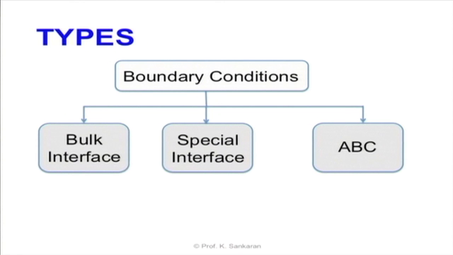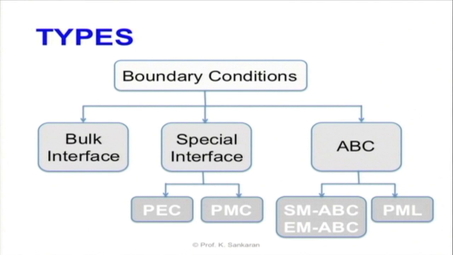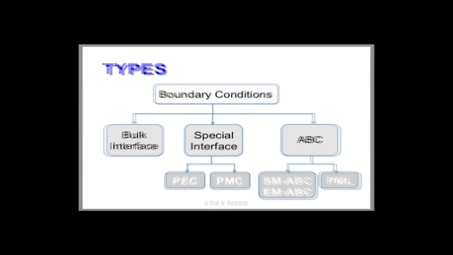This week, we looked into boundary truncation techniques. Starting with the motivation, we discussed some of the commonly employed boundary conditions in numerical simulations. This includes bulk interface, special interface, and absorbing boundary conditions. Under special interface condition, we studied perfect electric and perfect magnetic conductor boundary conditions.